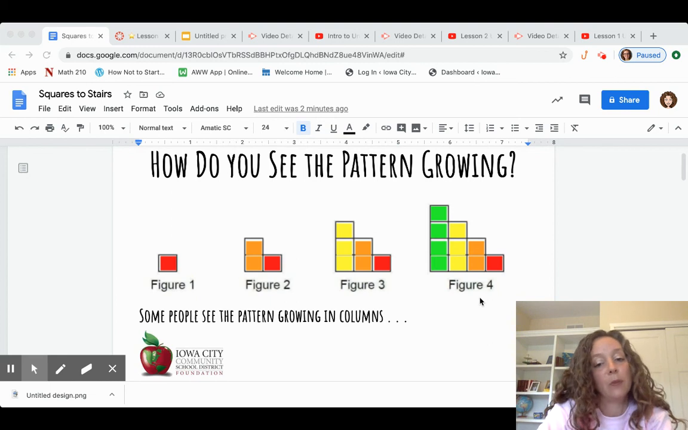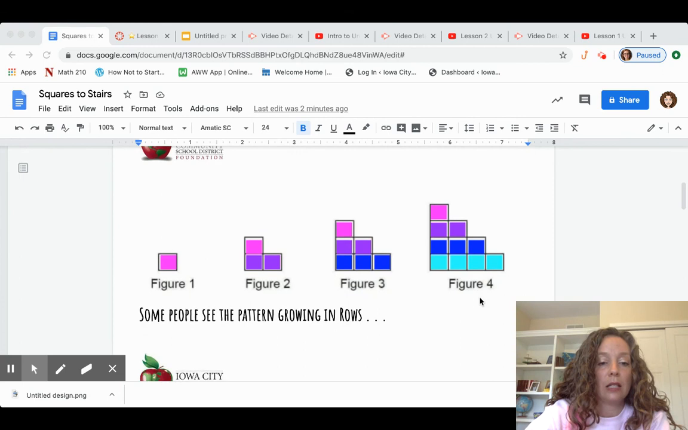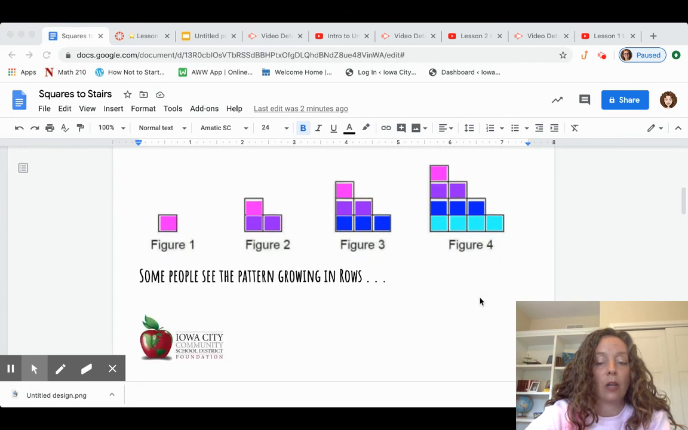Okay, but some people see the pattern growing in columns. Other students see the pattern growing in rows. So rows go straight across. So again, you can see there's the one square in figure one. And then that pink square from figure one is at the top in figure two.